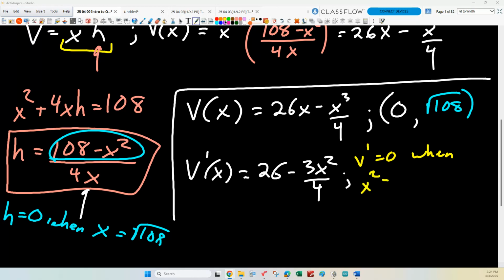It's when x squared equals, what's that going to be? The square root of 108 divided by 3. Or 108 over 3. Did I do that right? I think so. So x would be plus or minus, actually, do I need the minus? No, I only need the positive one, right? Because that's the only value that's in my domain. Okay?